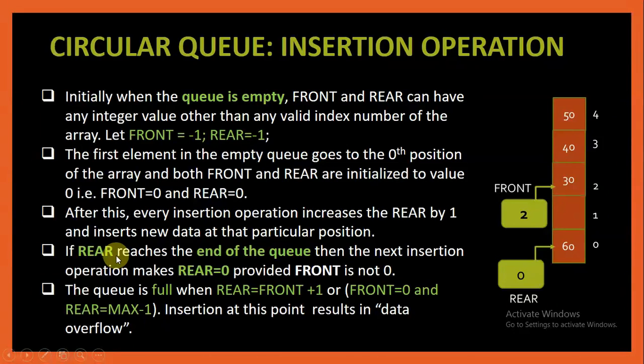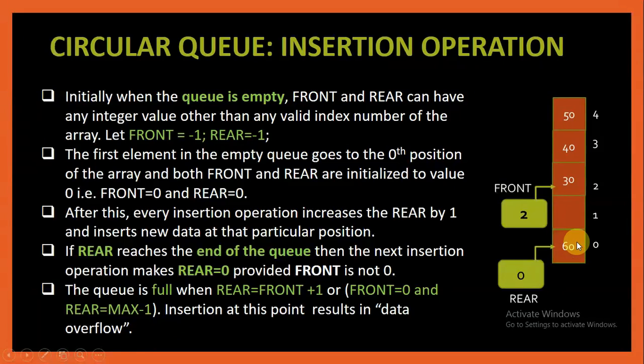And if rear reaches the end of the queue, then the next insertion operation makes rear equal to 0, provided front is not 0. So if we keep on inserting data and my rear reaches the end of the queue, then the next insertion operation makes rear equal to 0, provided my slots are empty here and my front is not 0.